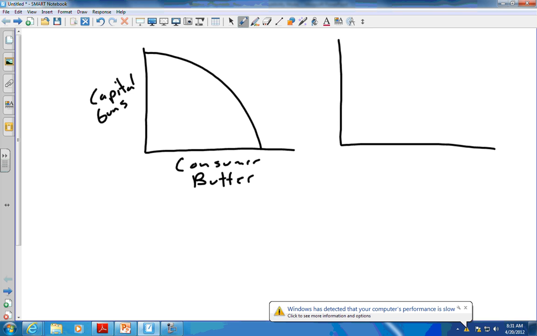This would be a constant opportunity cost graph. And you can just tell by the shape of the line, so guns, butter. You can tell that this is constant opportunity cost because the line is straight. You can tell the one on the left is increasing opportunity cost because it's concave to the origin.